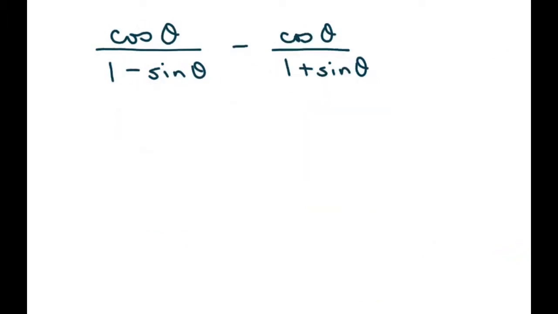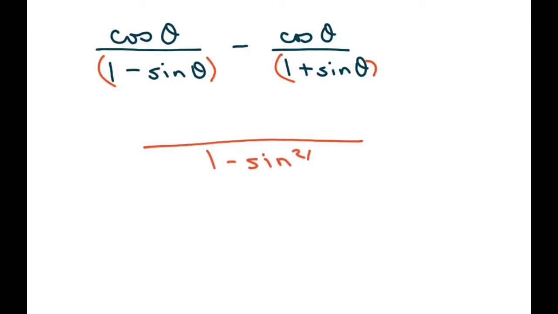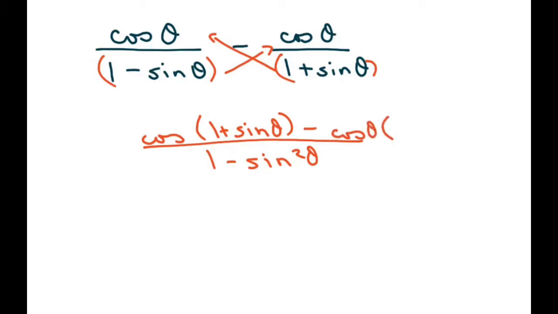And the last one we have is this one, and it's very similar. Luckily, it's already in terms of sine and cosine. So my common denominator is just these two multiplied, which is going to equal 1 minus sine squared. And then we're going to cross these two. So we get cosine times 1 plus sine minus cosine times 1 minus sine.